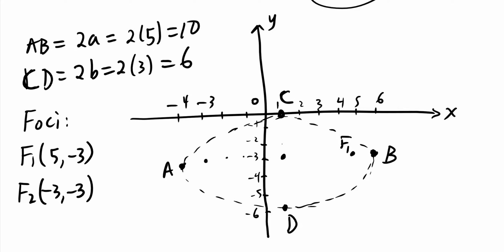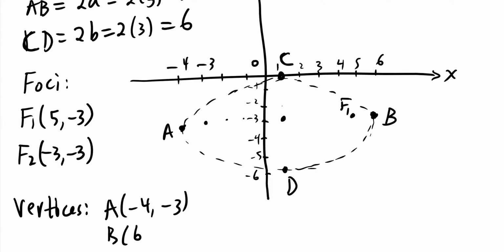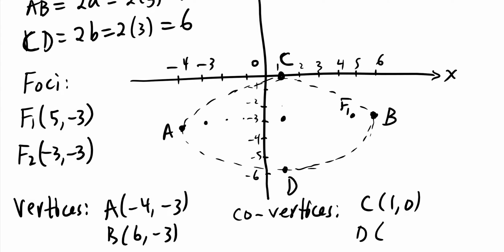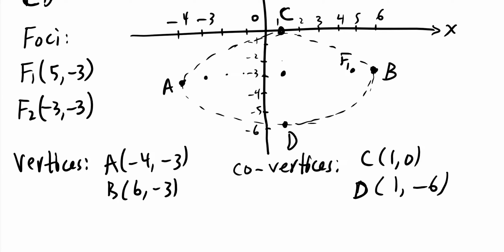So now, what else do we need to find? We need to find the vertices A and B. The vertices are always located on the major axis. So A has coordinates (negative 4, negative 3), and B has coordinates (6, negative 3). And we have the co-vertices: C is (1, 0) and D is (1, negative 6). These are the co-vertices. So we have the foci, vertices, co-vertices, and we graphed the ellipse. We found the length of the major axis and the length of the minor axis. That's all we can find about it here. Nothing else to find.